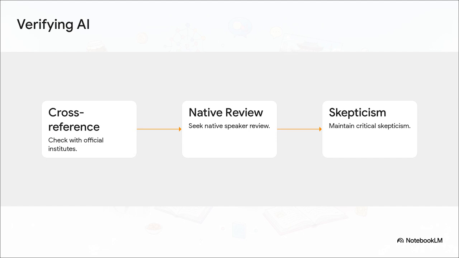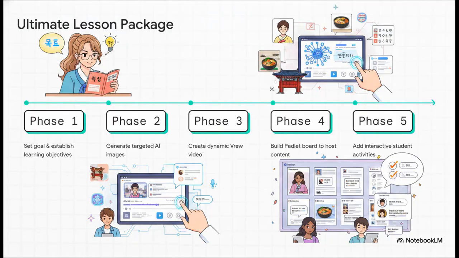Because of this, you absolutely must have a verification process. Never blindly trust the AI. First, always cross-reference historical or cultural images with official institutes, like the National Folk Museum of Korea. Second, if you aren't 100% sure, get a native speaker to review it. And third, just always maintain a healthy dose of critical skepticism. AI provides incredible speed and a beautiful canvas, for sure, but you, the instructor, are the final essential gatekeeper for cultural accuracy. So, let's tie this whole explainer together into the ultimate lesson package.